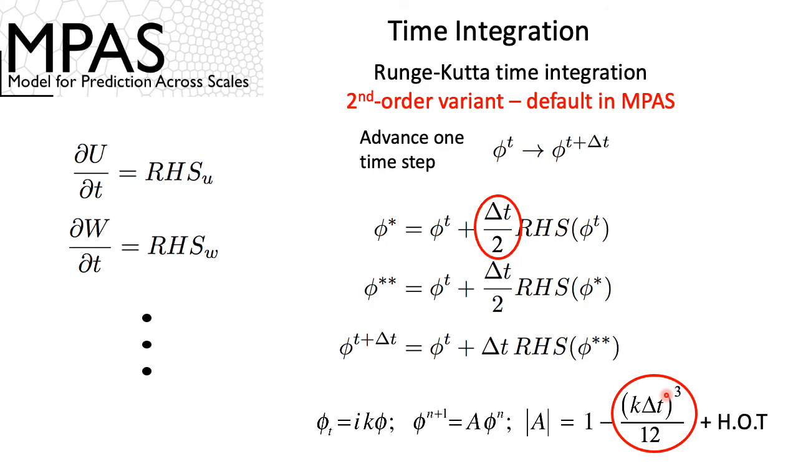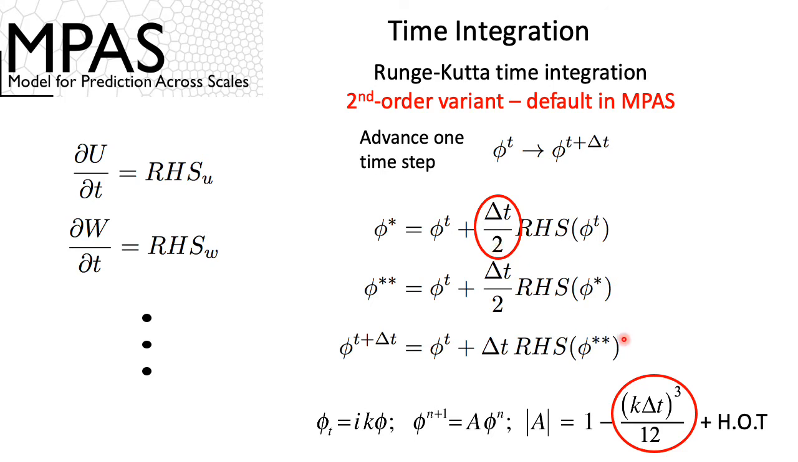So it's a second order scheme. It's accurate through a delta t squared in terms of the Taylor expansion of the scheme for the oscillation equation. This is what's used in MPAS for the default. You can change it to go back to the third order scheme.